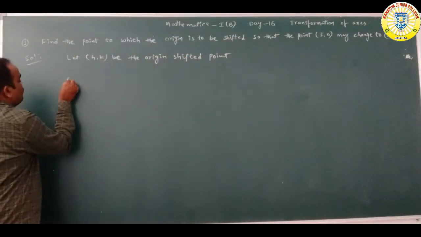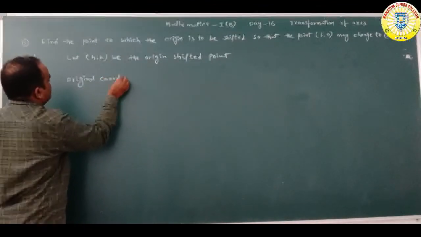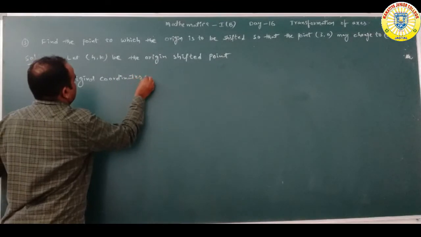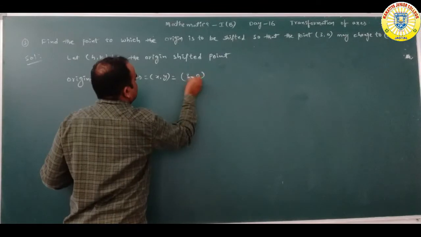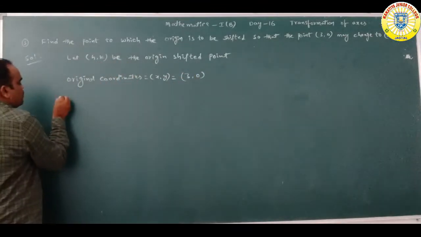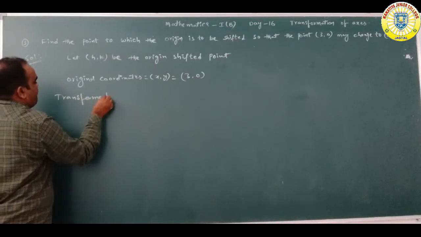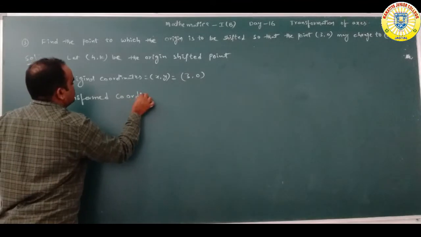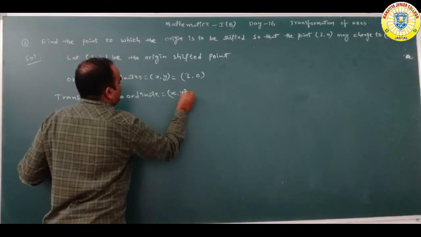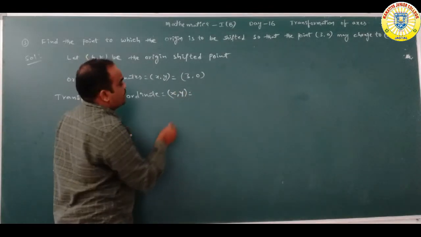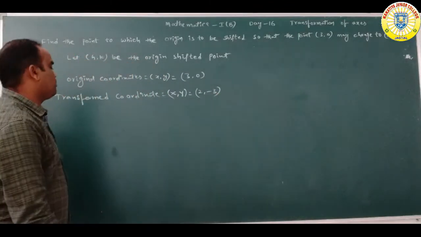Okay now. So the original coordinates, that is small x comma small y, is equal to 3 comma 0. The transformed coordinates, that is capital X comma capital Y, is 2 comma minus 3.